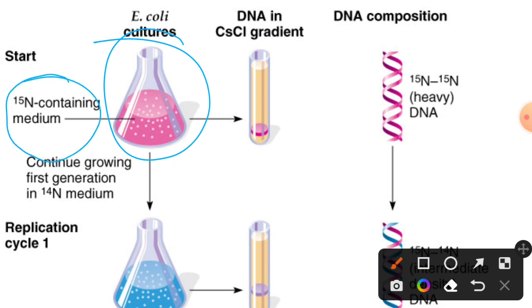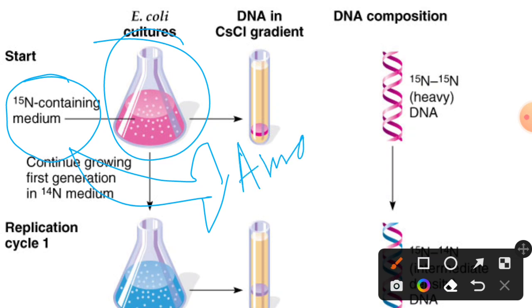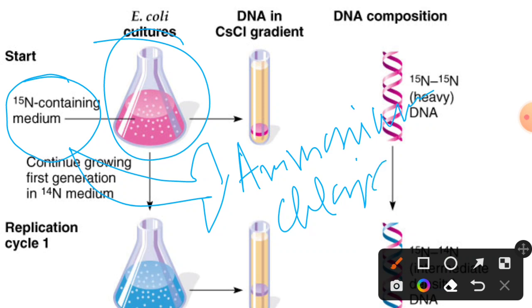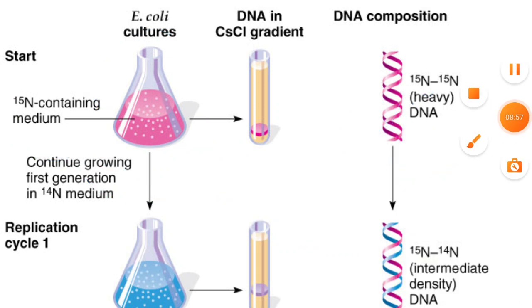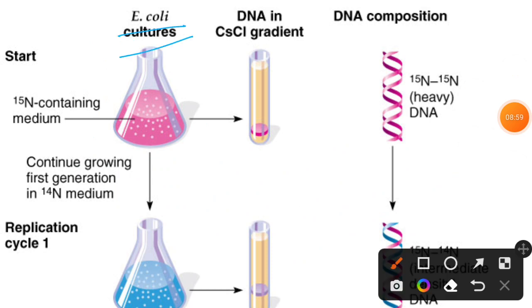Now the question is, what will be the source from which we can get N15 or N14? So here the source is ammonium chloride, containing heavy nitrogen in that case. So now if we grow E. coli cultures in N15 containing medium for a number of generations, and then if we perform cesium chloride density gradient centrifugation, we will get one band.